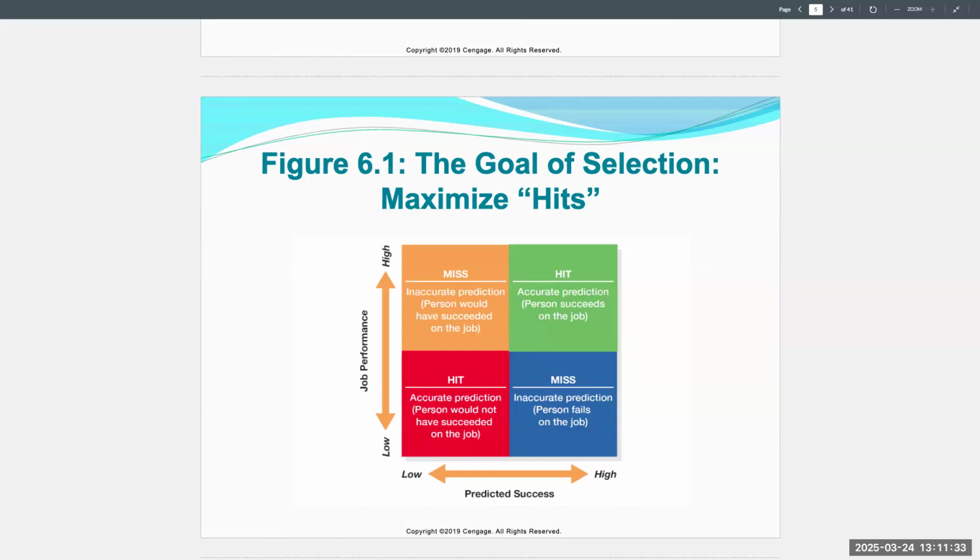In the bottom right, you have another type of miss. So you hire someone because your system predicts success, but they end up performing poorly. This is arguably the most dangerous miss. Not only does it affect productivity, but it also hurts team morale and costs the company time and money in rehiring and retraining. These errors often come from relying too much on gut feeling, poorly constructed interviews, or irrelevant tests.